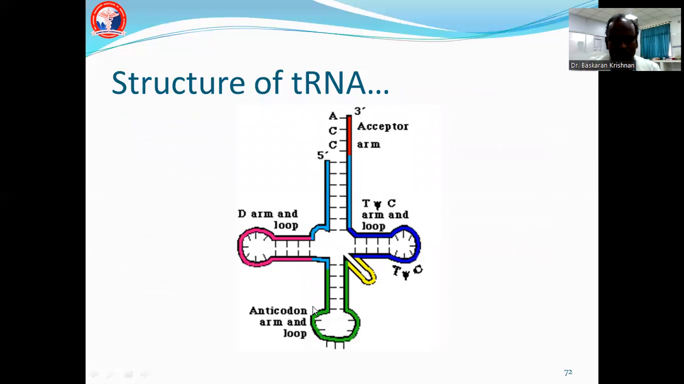This picture shows the secondary structure of tRNA. The molecule runs from 5' to 3', with the free 3' end being the acceptor arm, with some base pairs. Opposite is the anticodon. We have 3 loops on the extra arm. This corresponds to the codon of the mRNA. While this is the DHU arm, this is the TΨC arm.